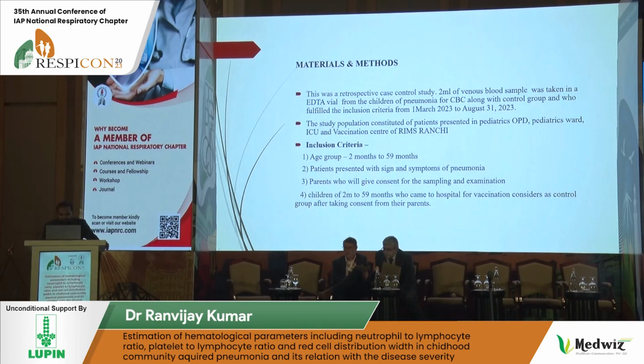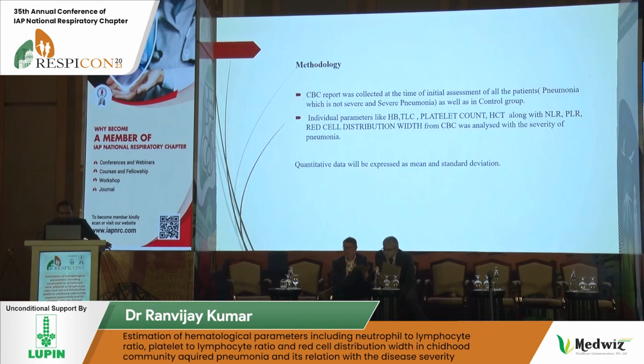Children of 2 months to 59 months who came for vaccination were considered as a control group after taking consent from their parents. Methodology. CBC was collected at the time of initial assessment of all patients, which include pneumonia of non-severe form and severe form, as well as in the control group, that is the vaccination population. Individual parameters like hemoglobin, TLC, platelet count, hematocrit, along with NLR, PLR, and red cell distribution width from CBC were analyzed with the severity of pneumonia, and the quantitative data will be expressed as mean and standard deviation.